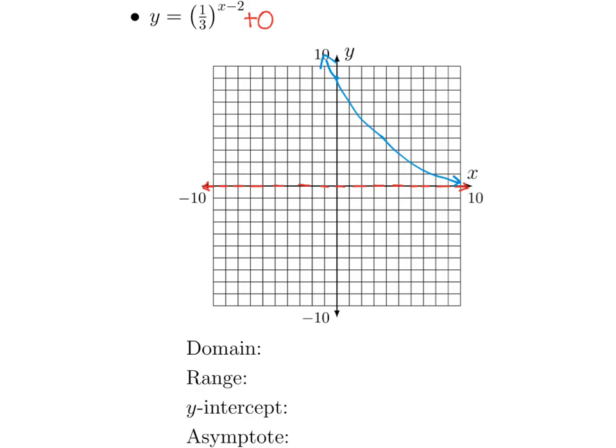Now, there we have our general swoop shape. In this kind of case, in fact, all of these cases, we don't care too much about the exact shape here. If we wanted to be more specific, we could go ahead and make a t-chart. This is just an example of it going down toward the asymptote. Domain is all real numbers. The range is y is greater than 0. The y-intercept is 0, 9. We already see that. And then the asymptote is at y equals 0.